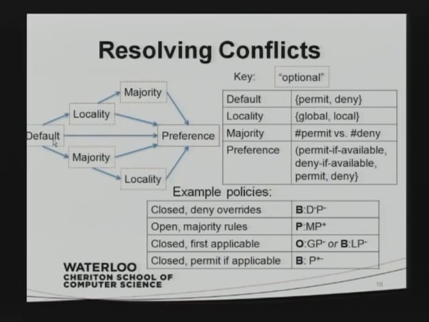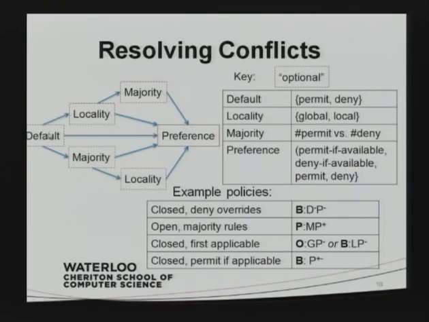Now this graph says what you can put together. So I can first of all assign my default or not. Then I can choose to take into account locality, how far away it is. And if that resolves it, I'm done. If not, I go on to majority. If that resolves it, I'm done. If not, I go on to preference.